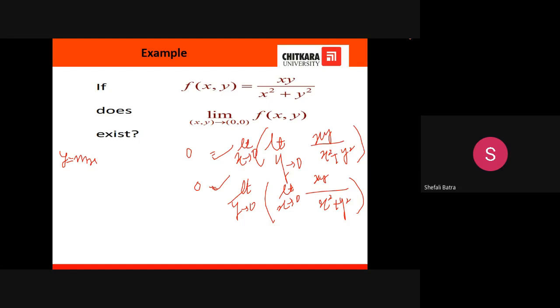बाकी बच्चे जब कर लेंगे लिमिट, please let me know, five or six students at least. Are they getting the 0 or something else?